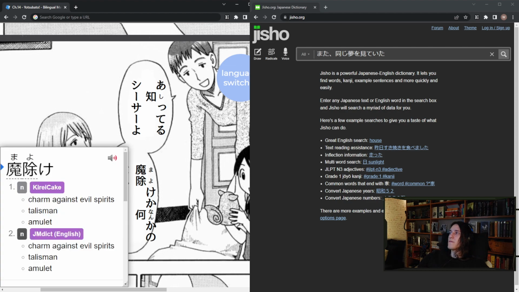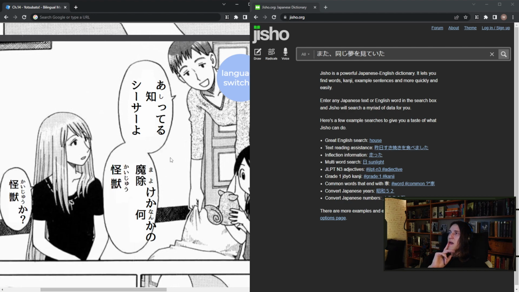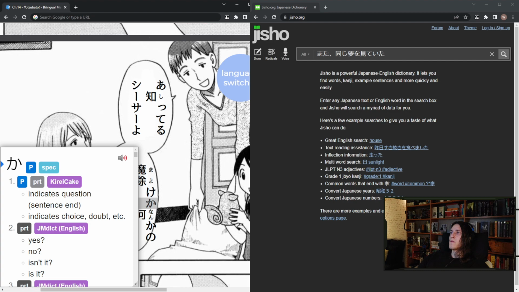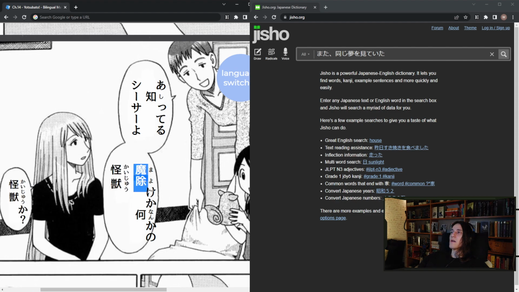Okay, what was this? Charm. Mayoke, good. This is complicated. Mayoke ka. Nanka no kaiju. Yeah, I don't understand why there is a ka here. Indicates... Oh, is it like it's a charm, isn't it? Okay, so I understand it as a kind of doubt. It's a charm, isn't it?